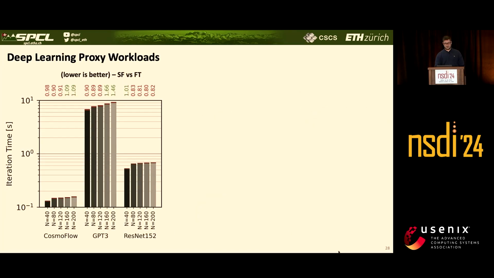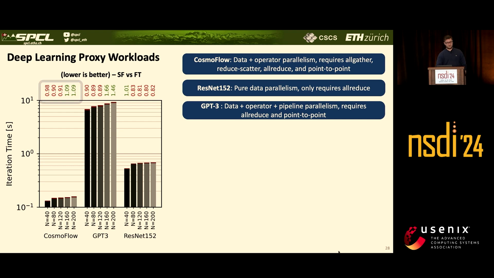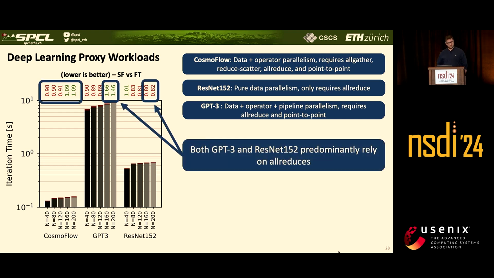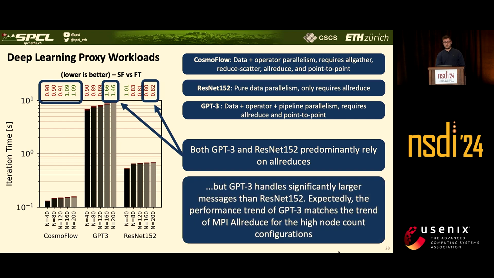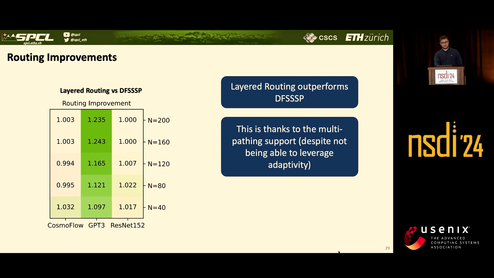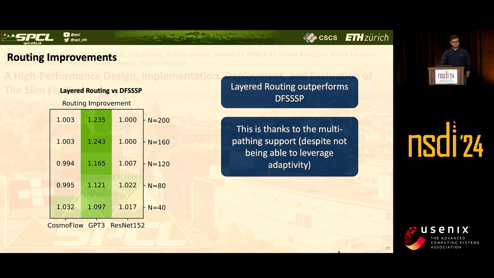Okay, and unfortunately I don't have more time, but we also ran deep learning proxy workloads, which is essentially the forward and backward passes, where we can see the same effects of a lower number of nodes resulting in marginally worse performance because of locality. But then at the higher node counts with GPT-3, with a lot of data being reduced, we can see that we have higher performance again, which matches the performance on the micro benchmarks. Okay, and our routing does also improve in these situations where we expect a lot of congestion on the single shortest path. Thank you.